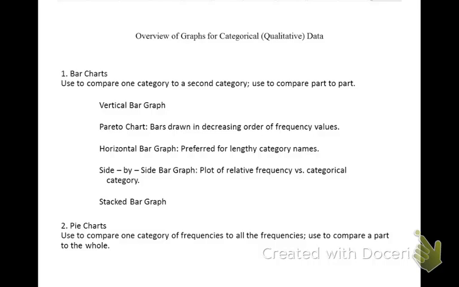In this lecture, we're going to discuss how to create graphs for categorical or qualitative data. We'll discuss vertical bar graphs, Pareto charts, horizontal bar graphs, side-by-side bar graphs, and stacked bar graphs. For pie charts, you want to use them to compare one category of frequencies to all the other frequencies. You're essentially trying to compare a part to a whole.